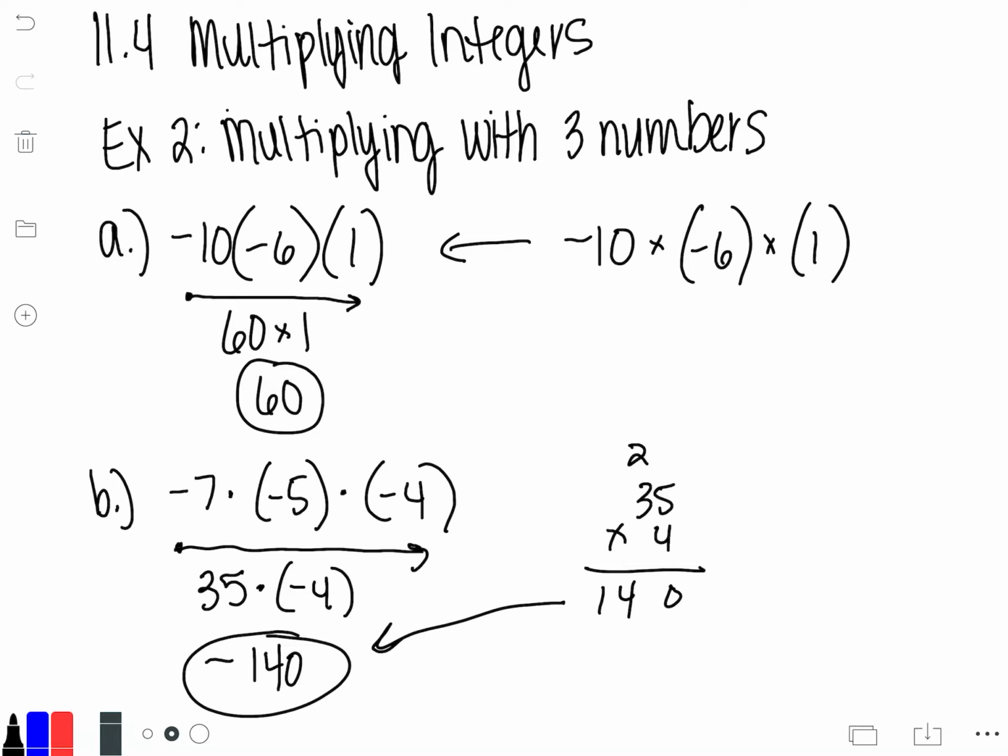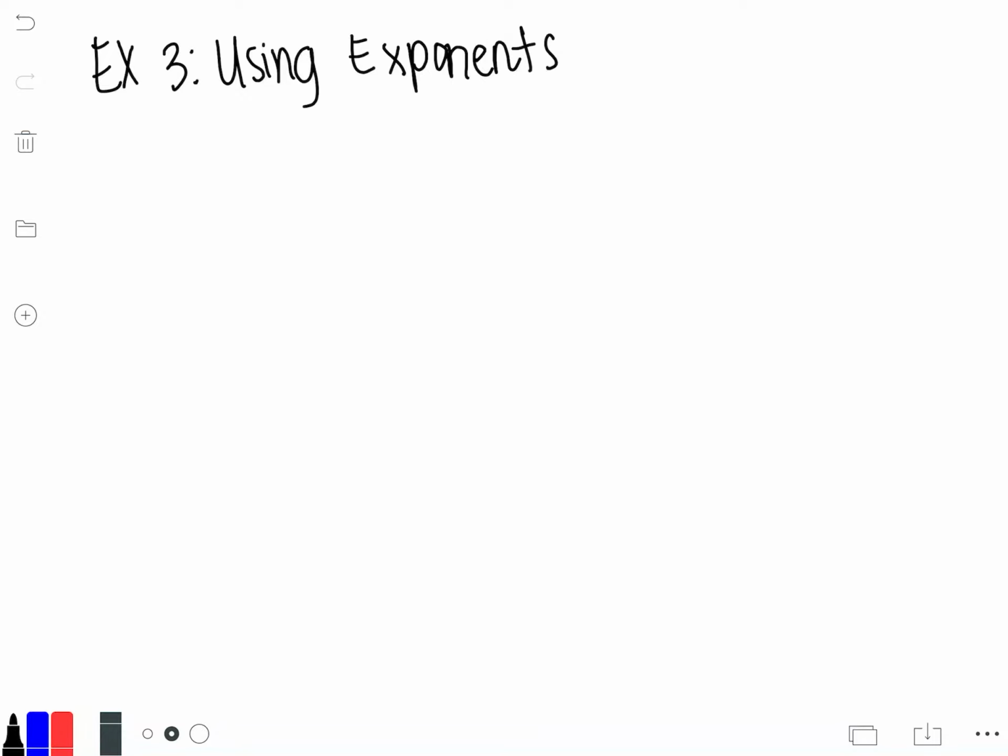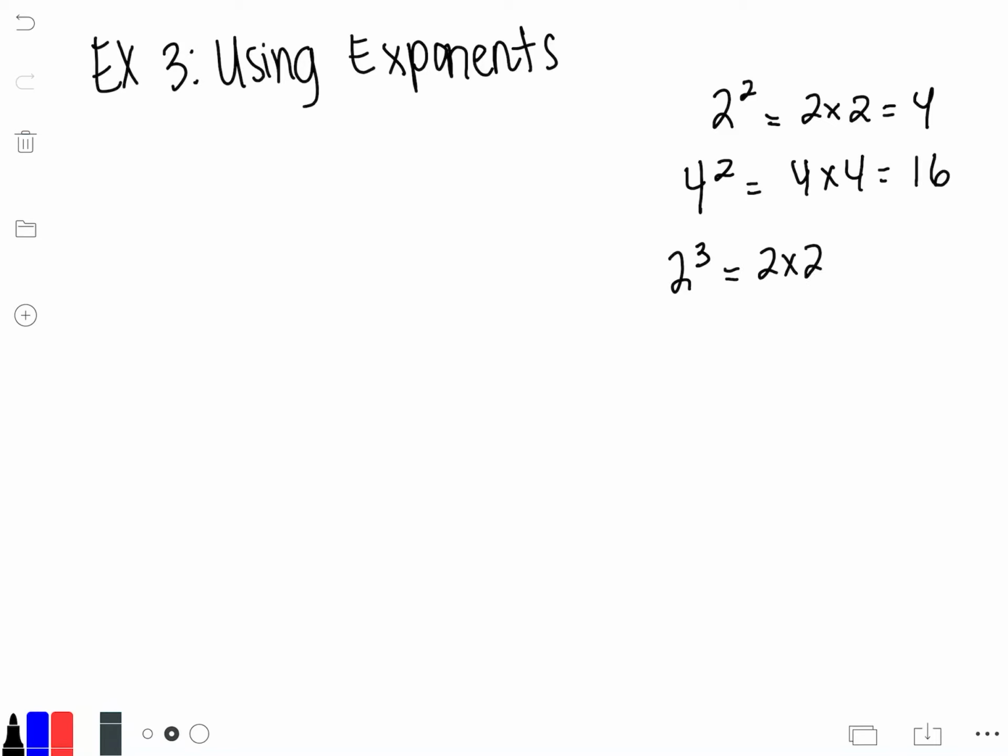I have one more thing I want to teach you in this video. I'm going to clear my screen. So this would be example 3, and this is using exponents. And just really quickly off to the side for review, we did exponents at the beginning of the year. 2 squared is the same thing as 2 times 2, which is 4. If you had, let's see, 4 squared, that would be the same thing as 4 times 4, which is 16. Let's say you have 2 cubed, or 2 to the 3rd power. That would be 2 times 2 times 2.